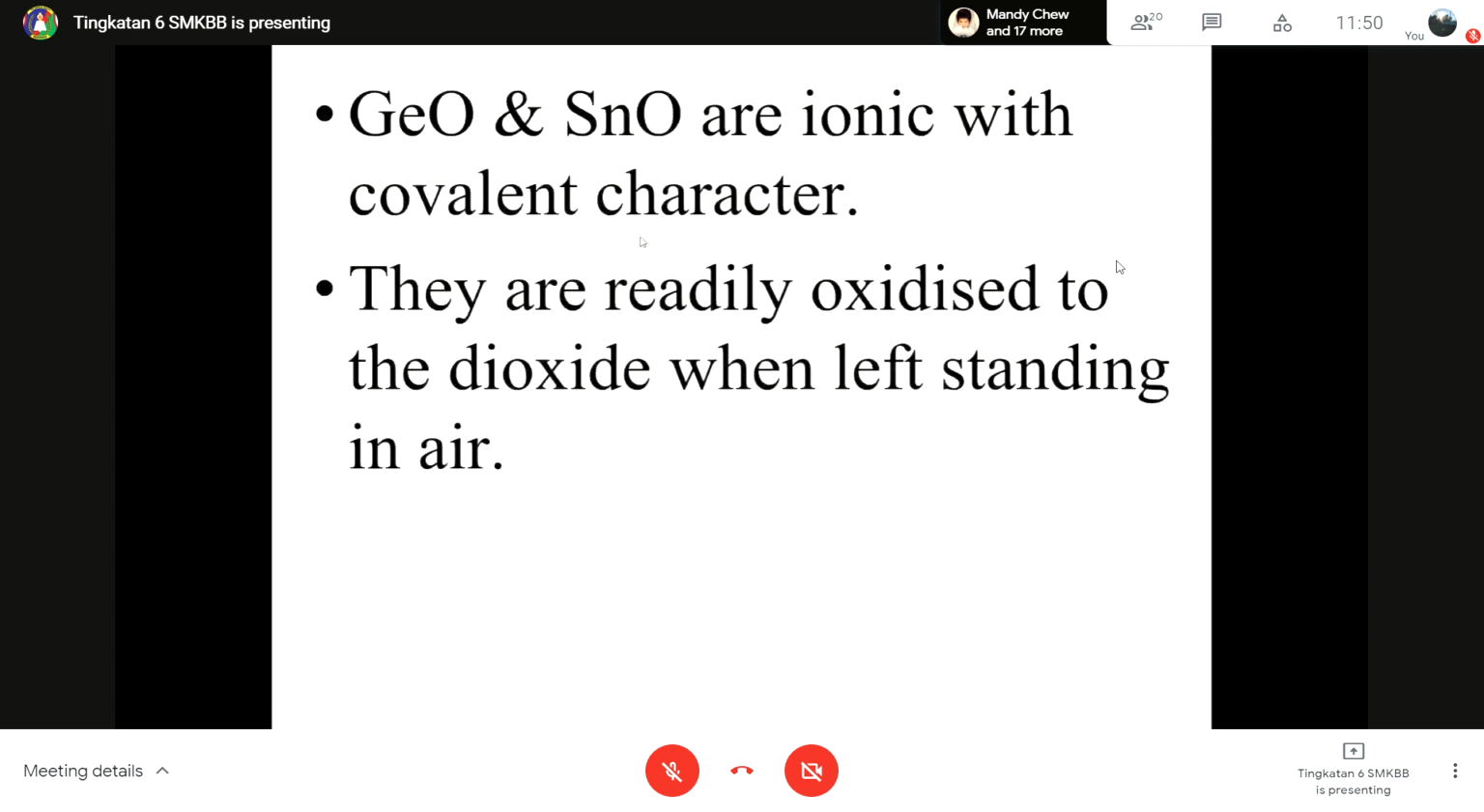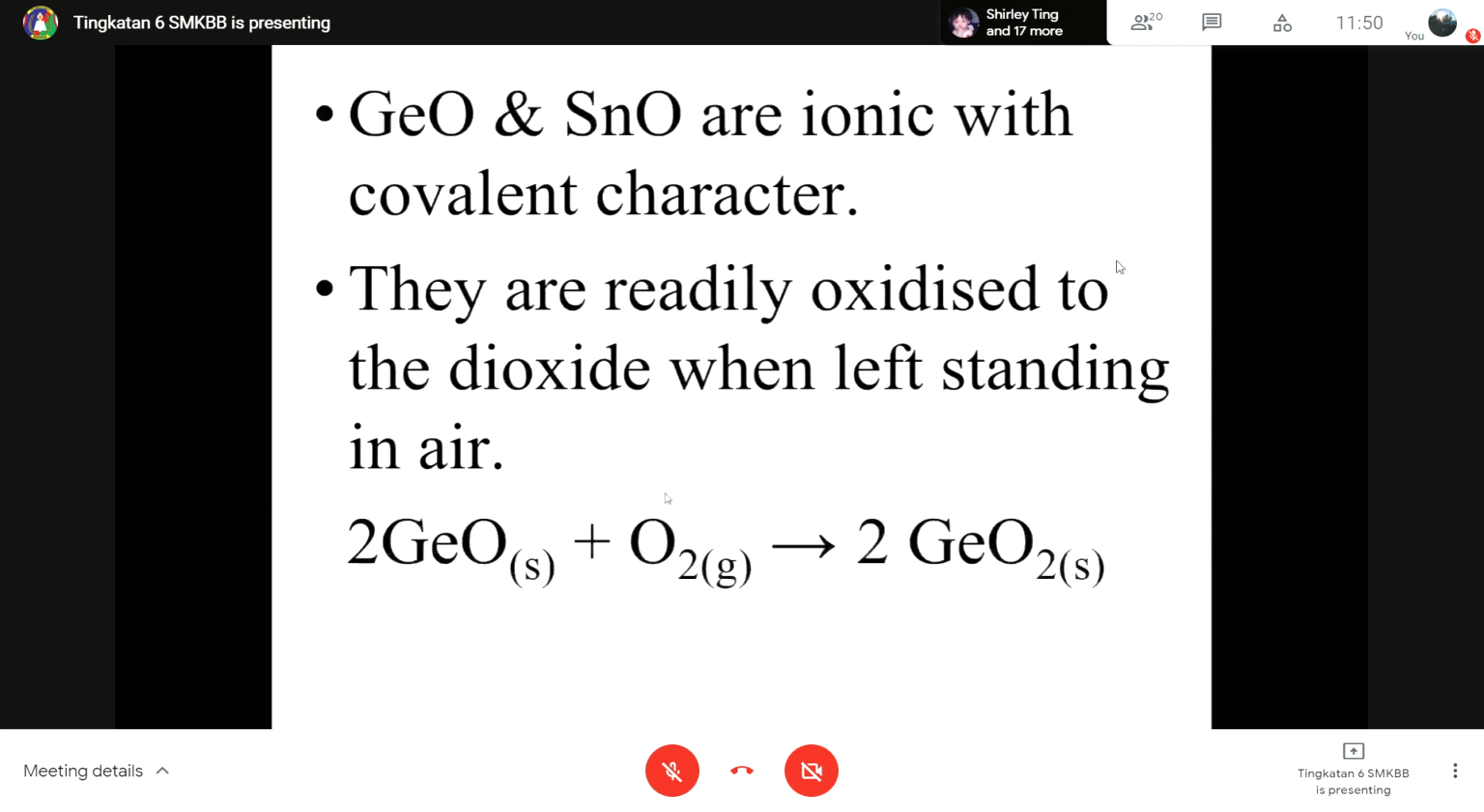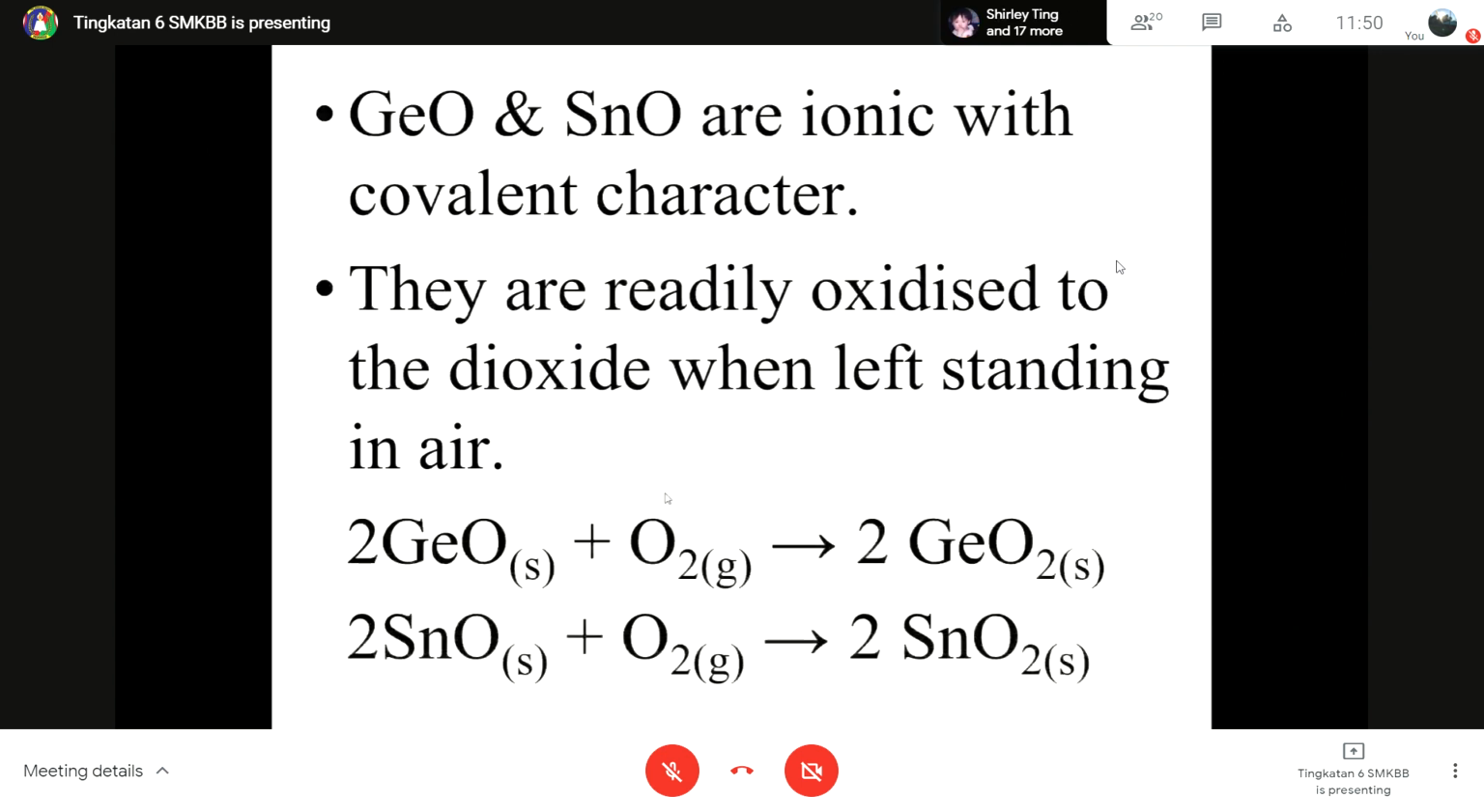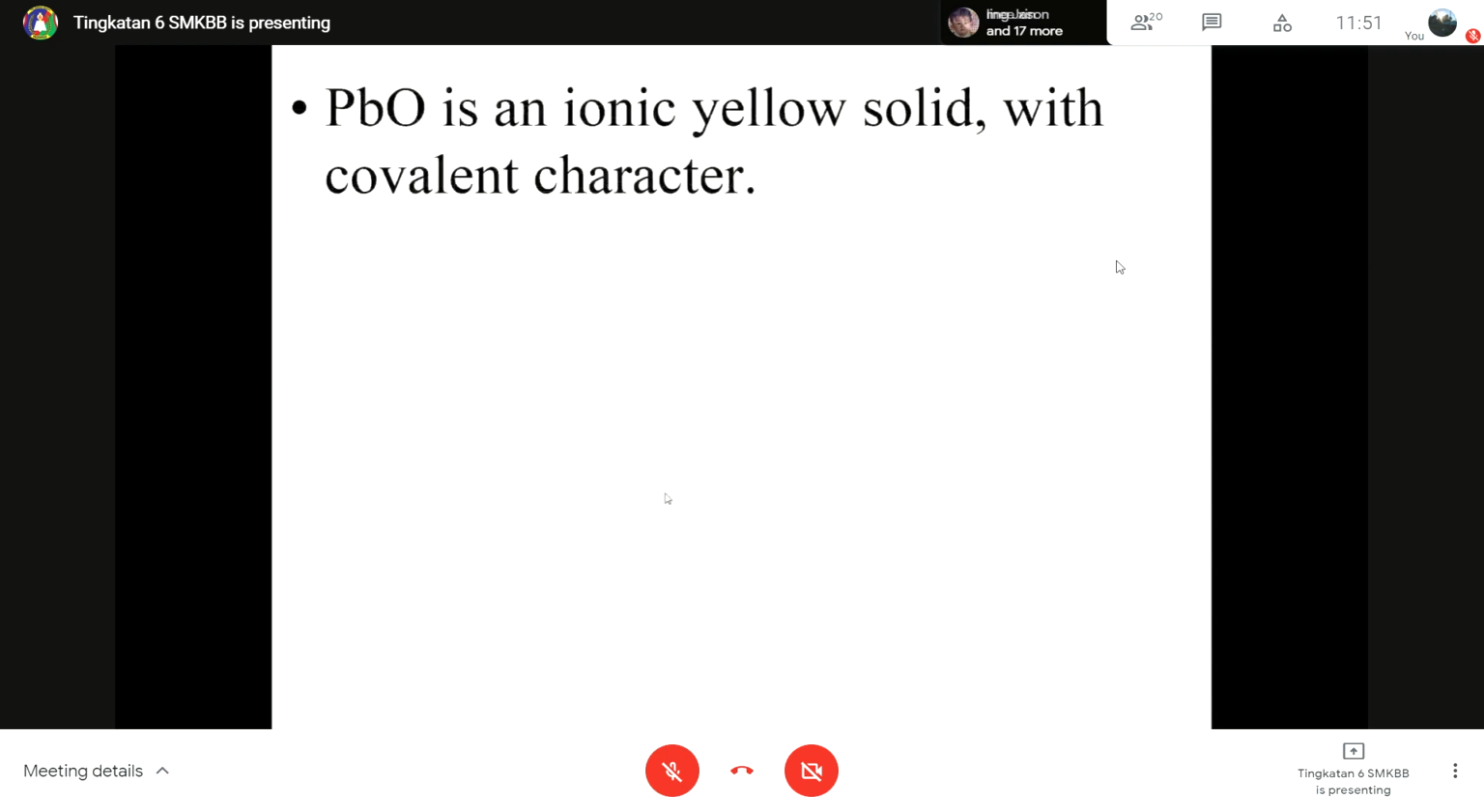And of course, they can be oxidized to the dioxide easily. I mean, same thing, react with oxygen becomes the dioxide. Okay, and then this one, of course, is also an ionic compound, yellow. These two will be white solids, and this one is a yellow solid. PbO, you should know. PbO, when it is cold, it is yellow.